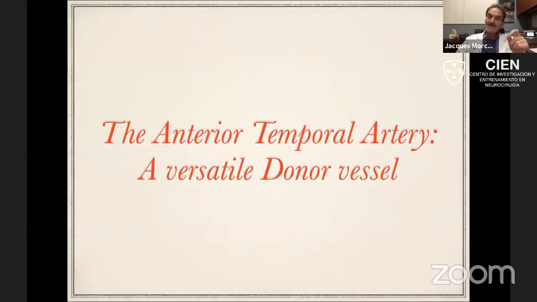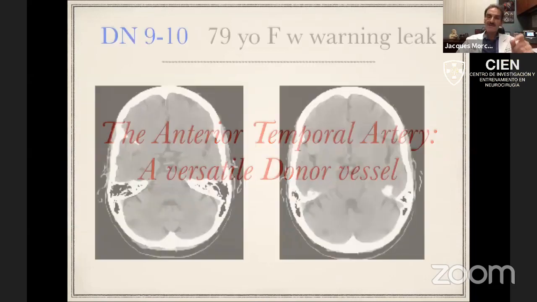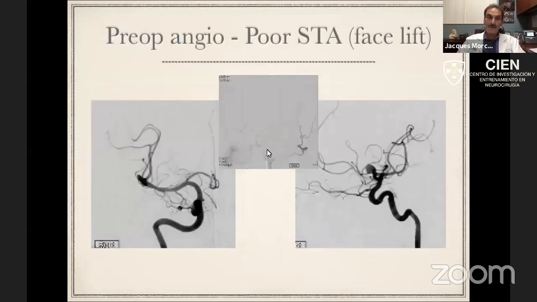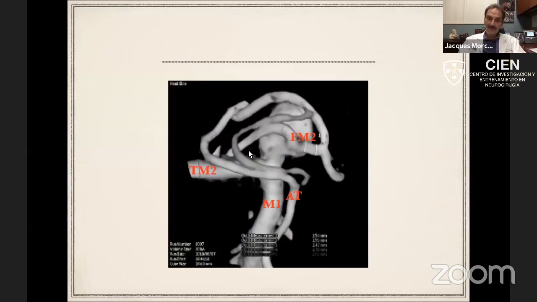Remember that the anterior temporal artery is an excellent donor. I used it in this case of a partially thrombosed aneurysm. You can see the partial thrombosis. She had a warning leak and she had a facelift, so she didn't have a good STA. So look at this ugly aneurysm, the base of it. So how am I going to do this?